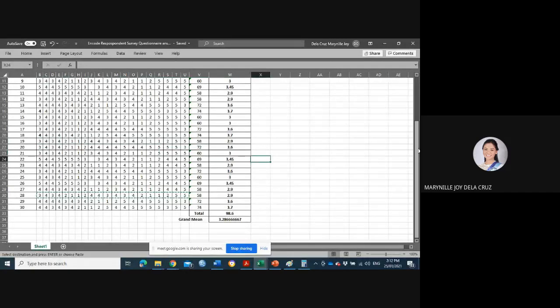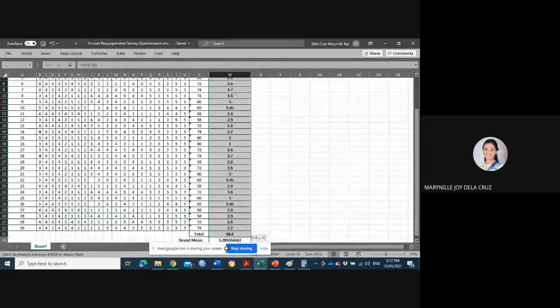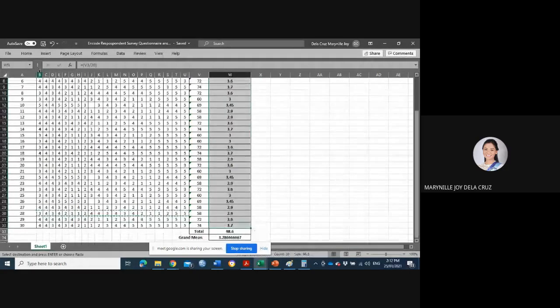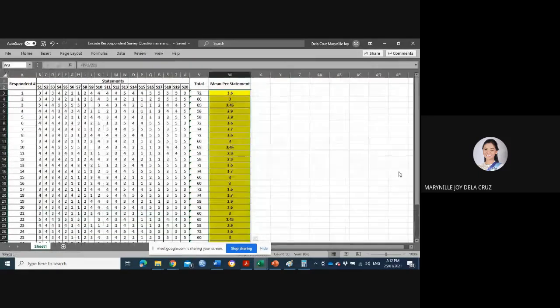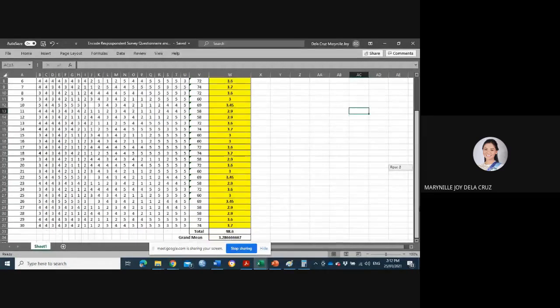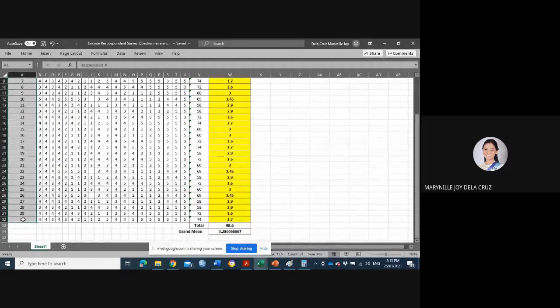Okay, for example, that is the mean per respondent. You can see here, it is colored yellow. That is the mean score of each respondent. Okay. So how are you going to determine the mean score of all 30 respondents?